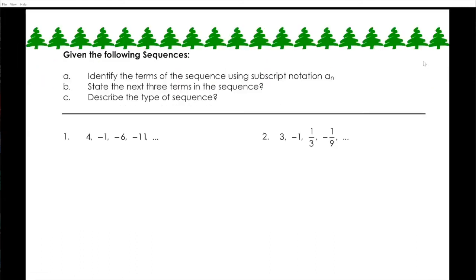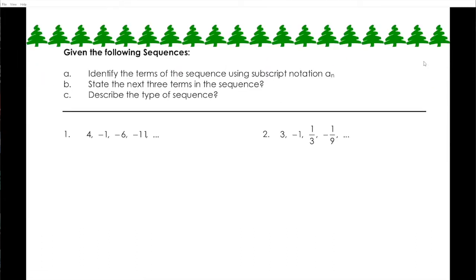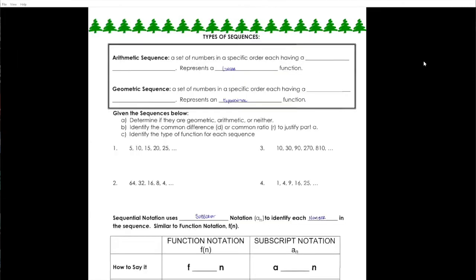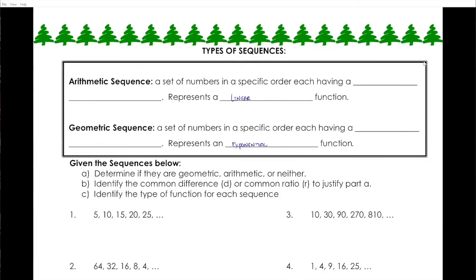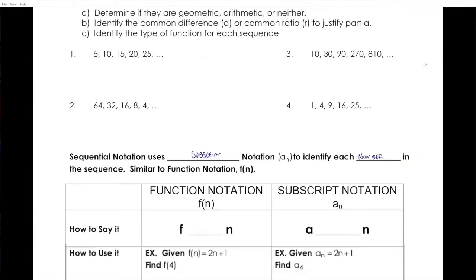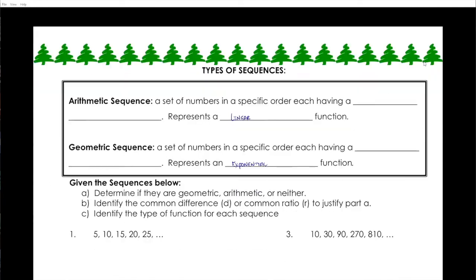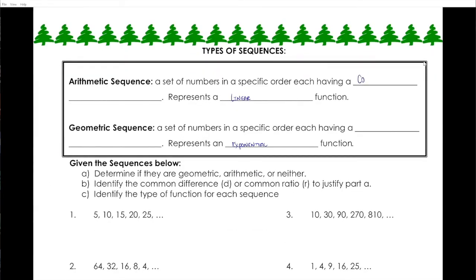So the first thing we're going to do is identify our terms. Did I skip a page? I sure did. So arithmetic sequences will have a common difference. Get back to the top. So they will have a common difference, whereas our exponential function will have a common ratio or common factor.